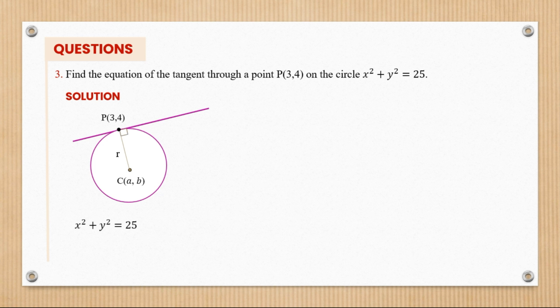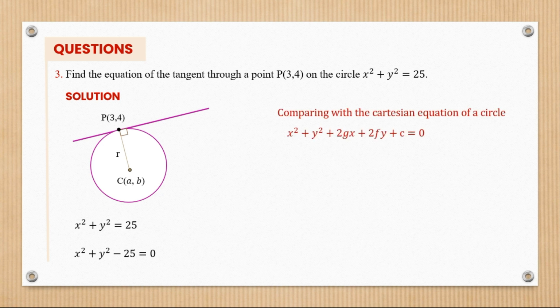Now the equation of the circle has been given as x squared plus y squared is equal to 25. So we can arrange it this way. Now if we compare this with the Cartesian equation of the circle, we can see that 2g shall be equal to 0, of which g shall be equal to 0. Then we can also say that 2f shall be equal to 0, of which f shall be equal to 0. So it means that the center of the circle shall be the point (0, 0).